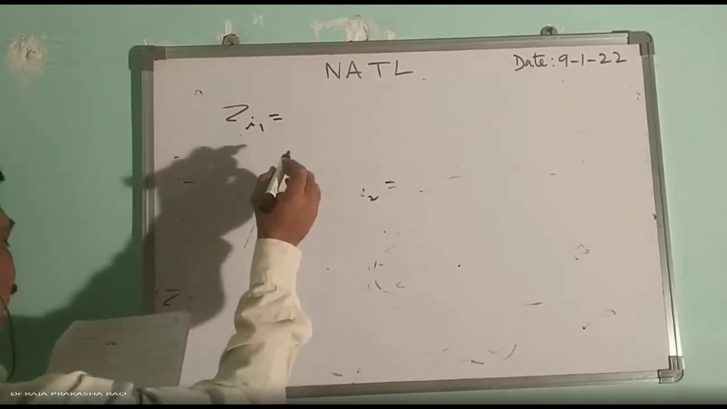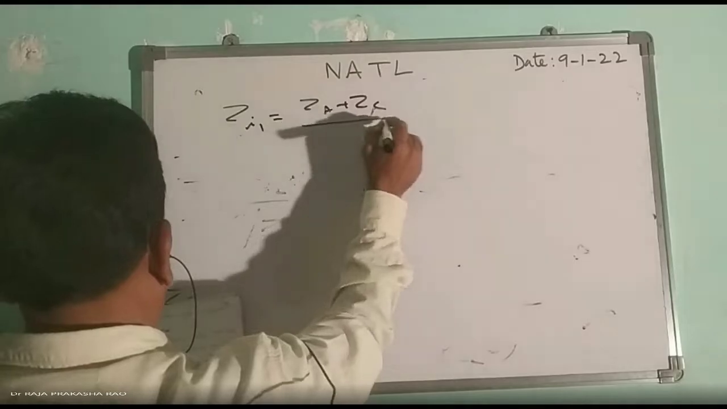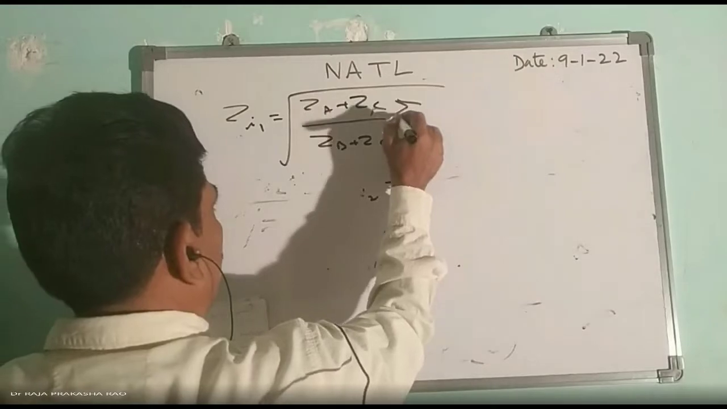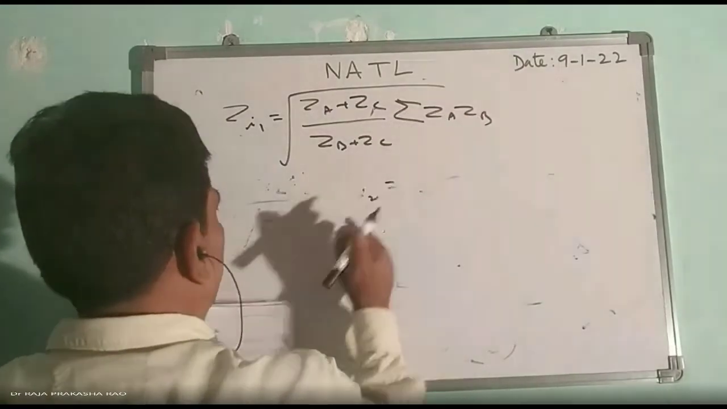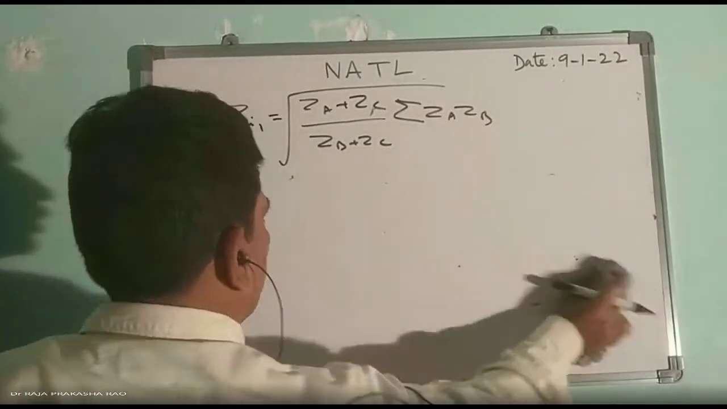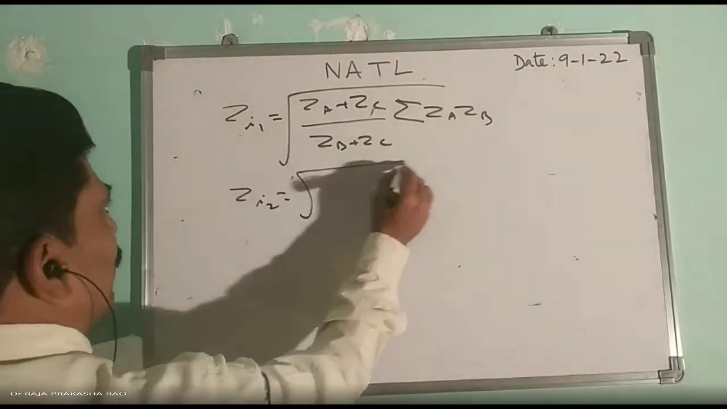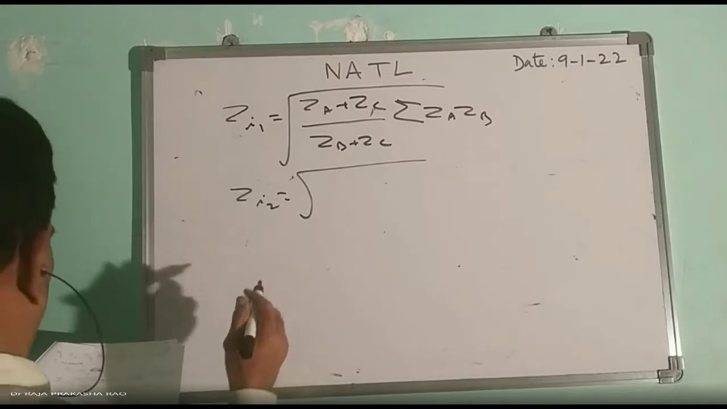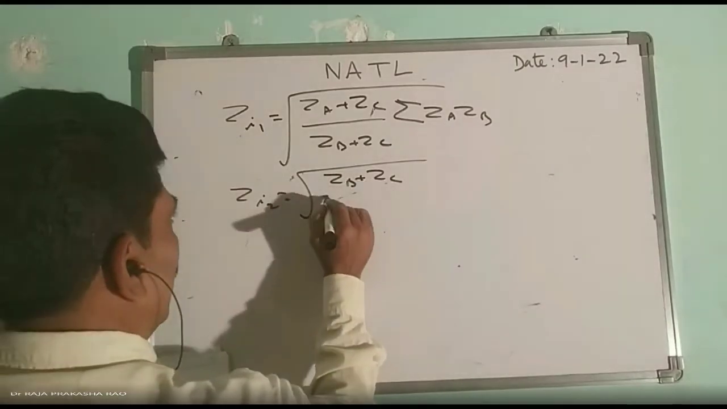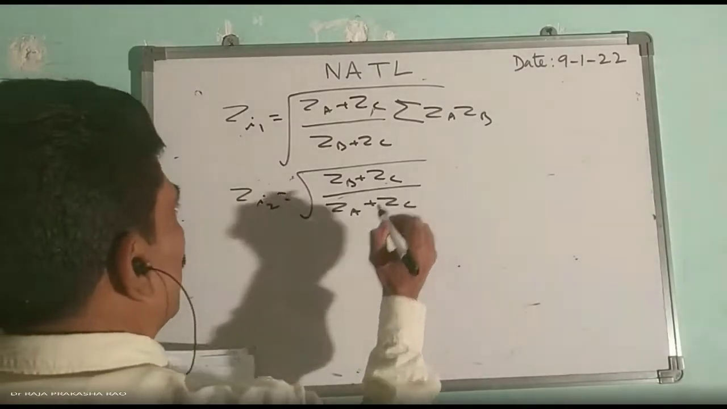Zi1 is equal to what? The square root of (ZA plus ZC)/(ZB plus ZC) into sigma ZAZB, and Zi2 is equal to the square root of (ZB plus ZC)/(ZA plus ZC) into sigma ZAZB.